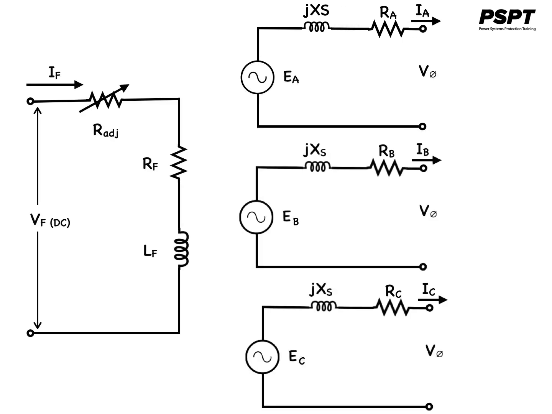It is now possible to sketch the equivalent circuit of a three-phase synchronous generator. The full equivalent circuit of such a generator is shown here. This figure shows a DC power source supplying the rotor field circuit, which is modeled by the coil's inductance and resistance in series with RF, an adjustable resistor, or RADG, which controls the flow of field current.